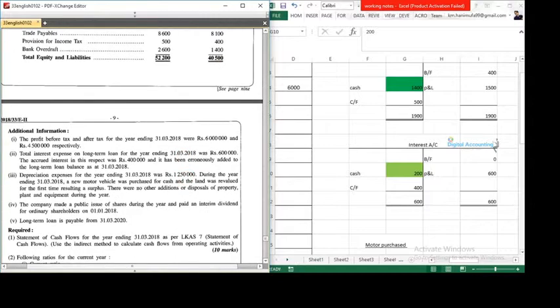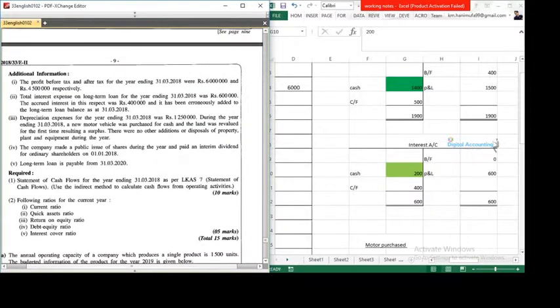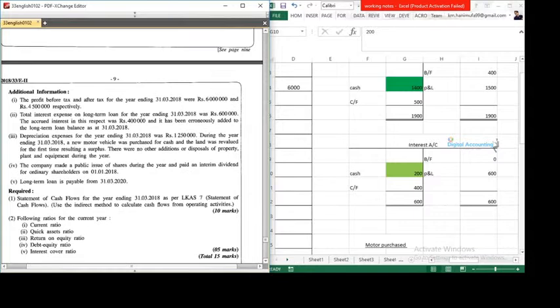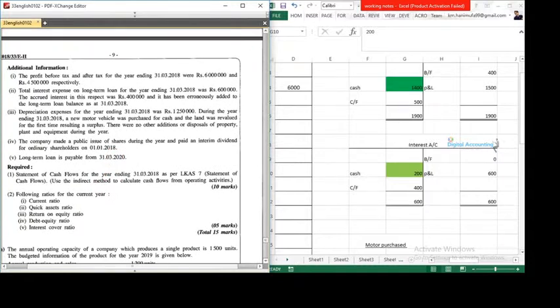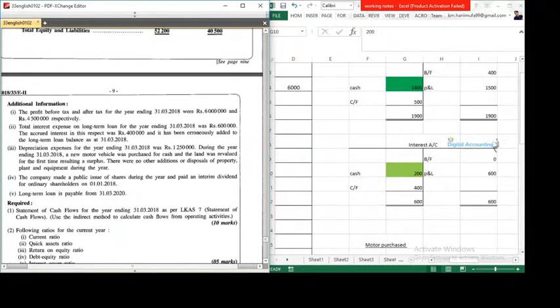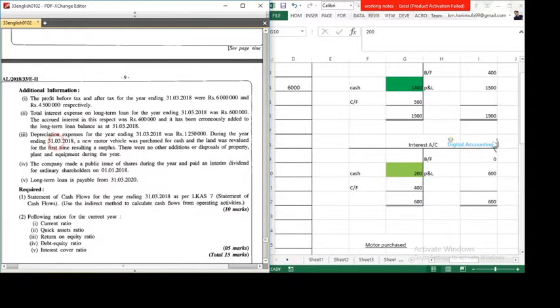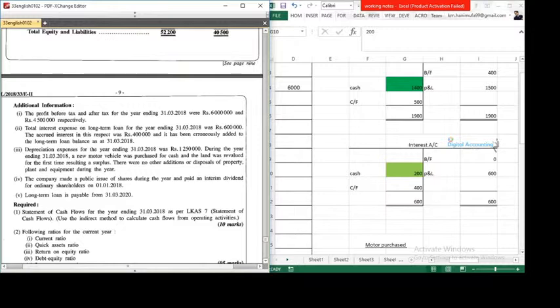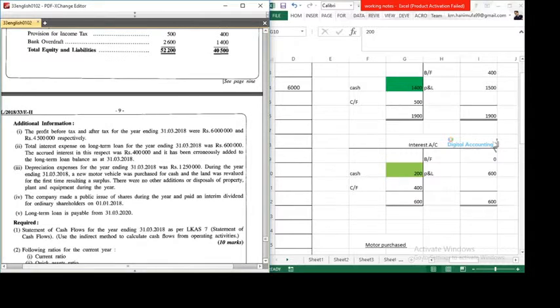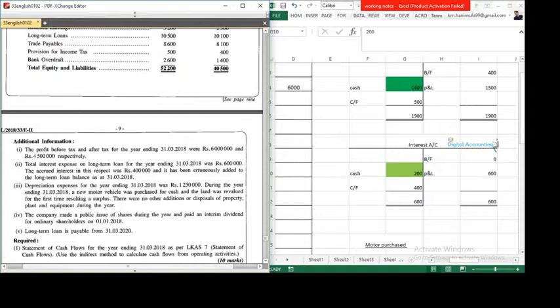Another question area is depreciation. Most of the questions involve depreciation. Most students feel it is difficult to do depreciation and to find it, but it's very easy. Seeing this question, you see the depreciation expense is given. In this example, the depreciation expense for the year ending 31st March 2018 was 250. During the year ending 31st March 2018, a new motor vehicle was purchased for cash and was revalued for the first time, resulting in a surplus.